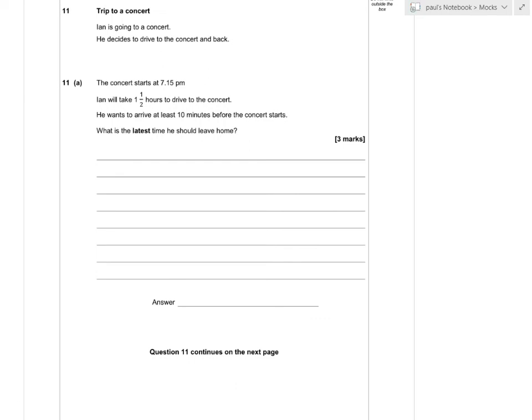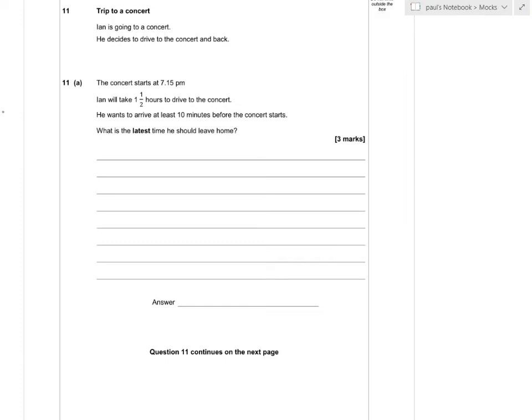Now we're going to go to a trip to a concert now. So what's happening with the concert? Let's have a look. Right. Ian decides to drive to the concert and back. The concert starts at 7:15. Ian will take an hour and a half to get there. He wants to get there 10 minutes before. What's the latest time he should leave?